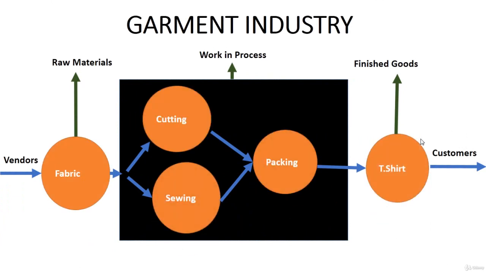If you look at the garment factory, we buy the fabric from the vendor, so that is called raw material, and after that the fabric goes to the cutting department. They will cut the fabric and then sew, and after that we will pack the t-shirt. So this work process is called work in process, right? And after that we get the completely final good, the t-shirt, which is called finished goods. After that we sell the t-shirt to the customers. So it is easy to understand: in the garment factory, raw material, work in process and finished goods.